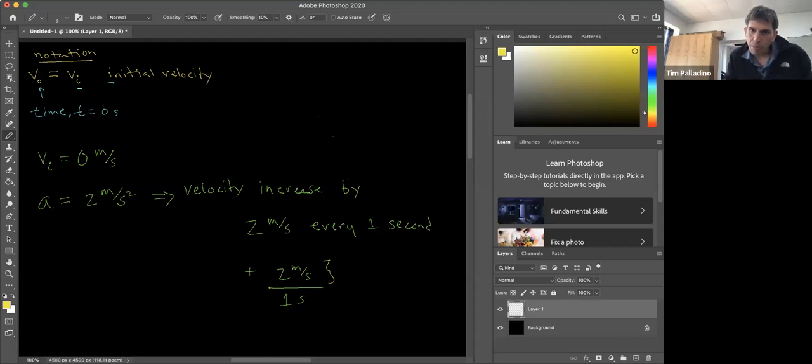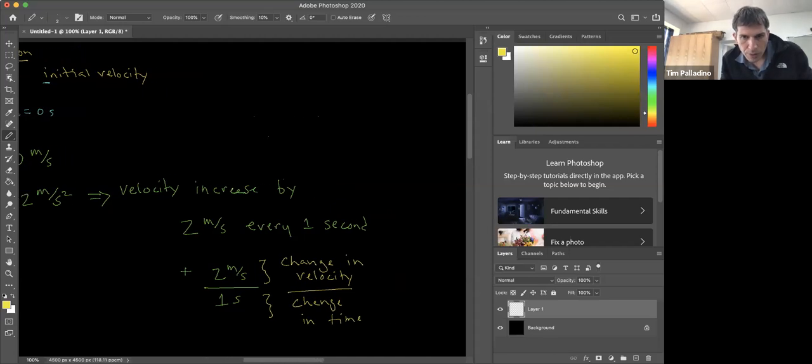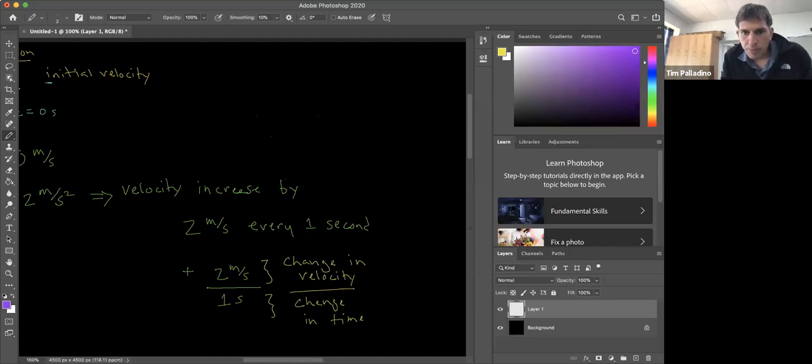This part right here, the top, is how much the velocity in this case goes up. So we'll call this the change in velocity. And we're dividing that by what this part down here is, change in time. So remember, a change in velocity. Can you see that color? Let me do that a different color.